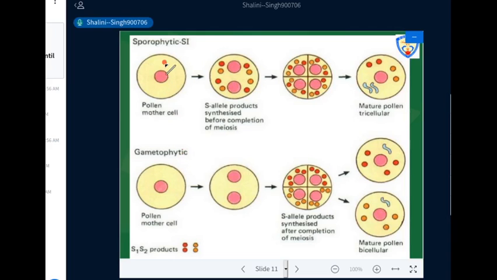So this is sporophytic self-incompatibility. In the pollen mother cell, S allele products are synthesized before completion of meiosis. After meiosis, it undergoes division, and the mature pollen is tricellular. In case of gametophytic, pollen mother cells divide and then S allele products are synthesized after completion of meiosis, and the mature pollen is bicellular. And these are S1, S2 products. So in case of sporophytic self-incompatibility, the pollen has both of the products S1 and S2, whereas in case of gametophytic self-incompatibility, one pollen has only one type of protein product, either S1 or S2.